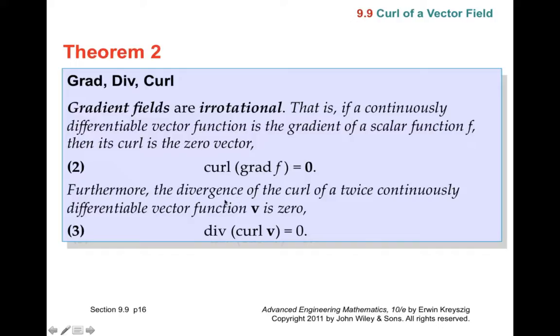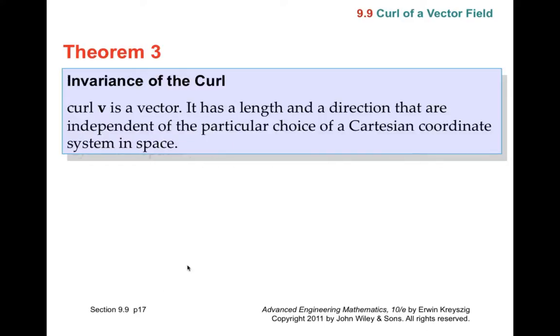Furthermore, once you've taken the curl, you're looking only at rotation, and your divergence will be 0. So the curl is perpendicular to the direction of flow. Divergence is in the direction of flow. So once the curl is taken, you're perpendicular to the direction of flow, so your divergence naturally will be 0. So that's just a couple of interesting theorems that come out of this.